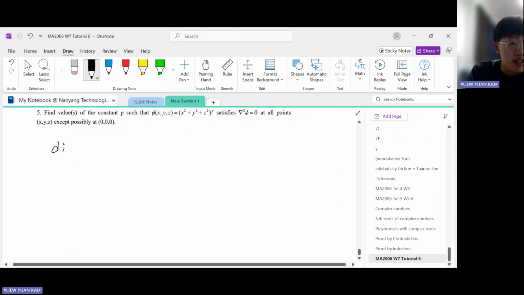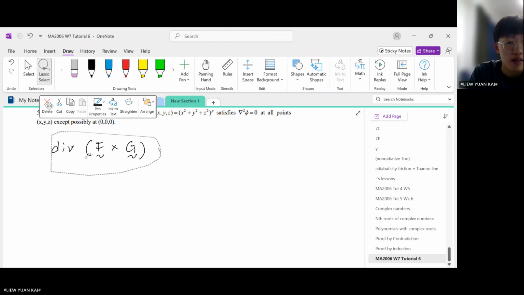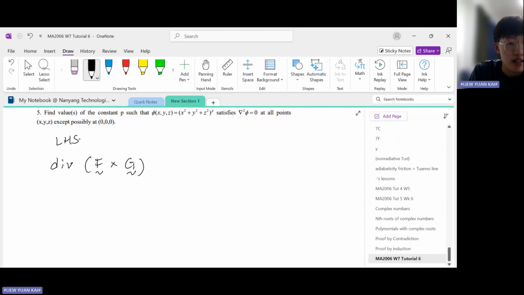The left-hand side states the divergence of f cross g. So this is the LHS. By the way, the curly sign under each letter means it's a vector.